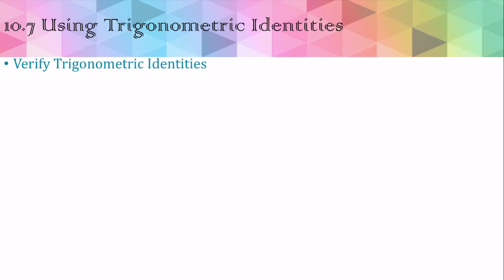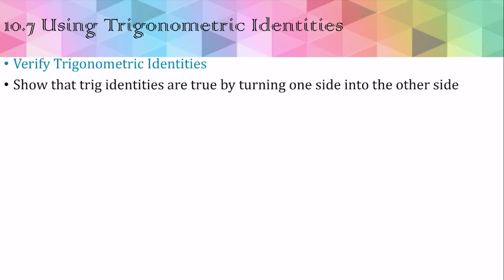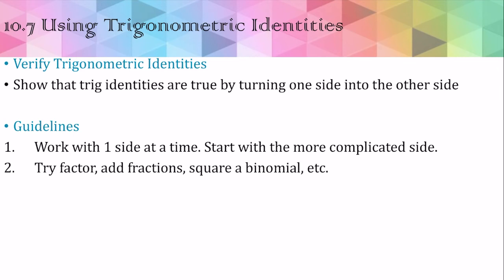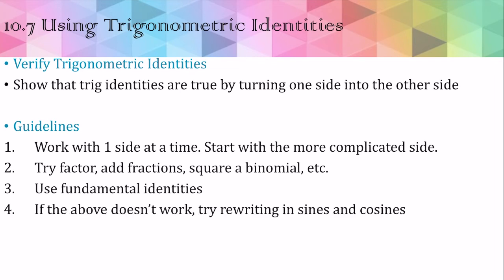Some of what you'll be asked to do is to verify trigonometric identities. It's kind of like a proof. You show that trig identities are true by turning one side into the other side. So you work with one side at a time, usually the more complicated side. And you try things like factoring, adding fractions, squaring, whatever. Use your identities. If none of that works, try rewriting the whole thing in sines and cosines. But you must try something. Just sitting and staring won't help. You have to try something.